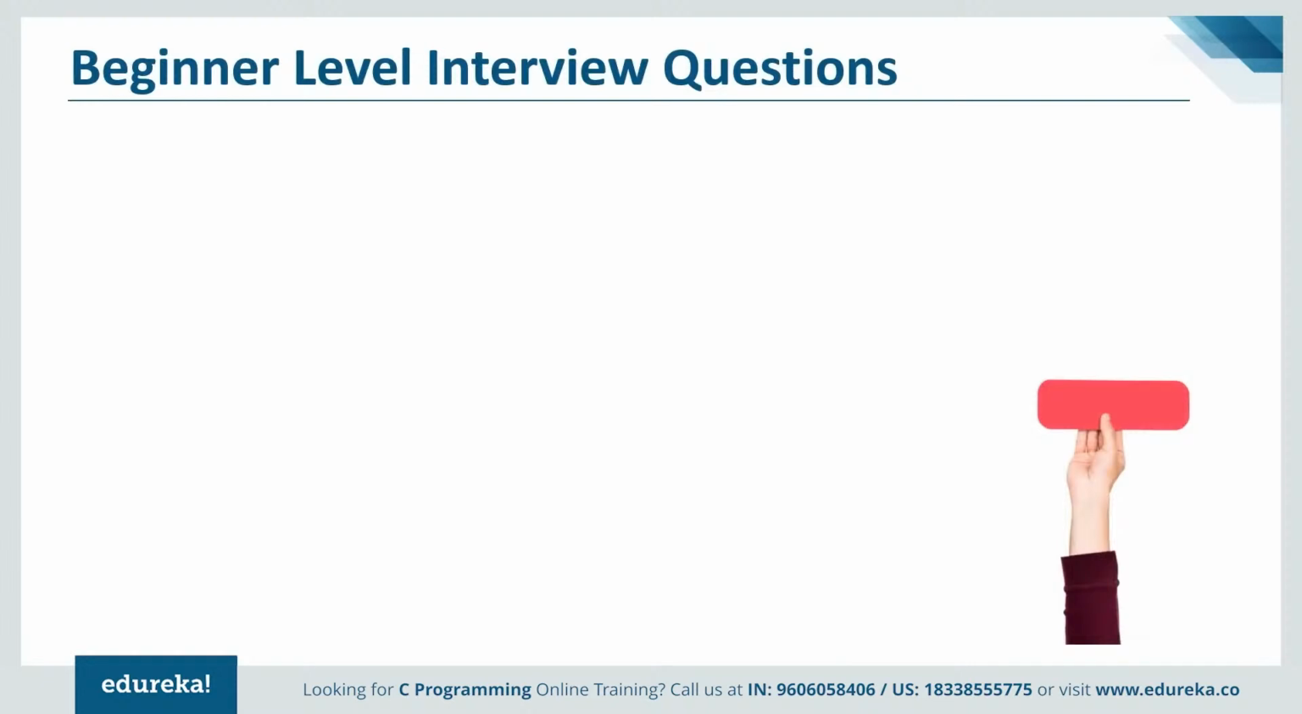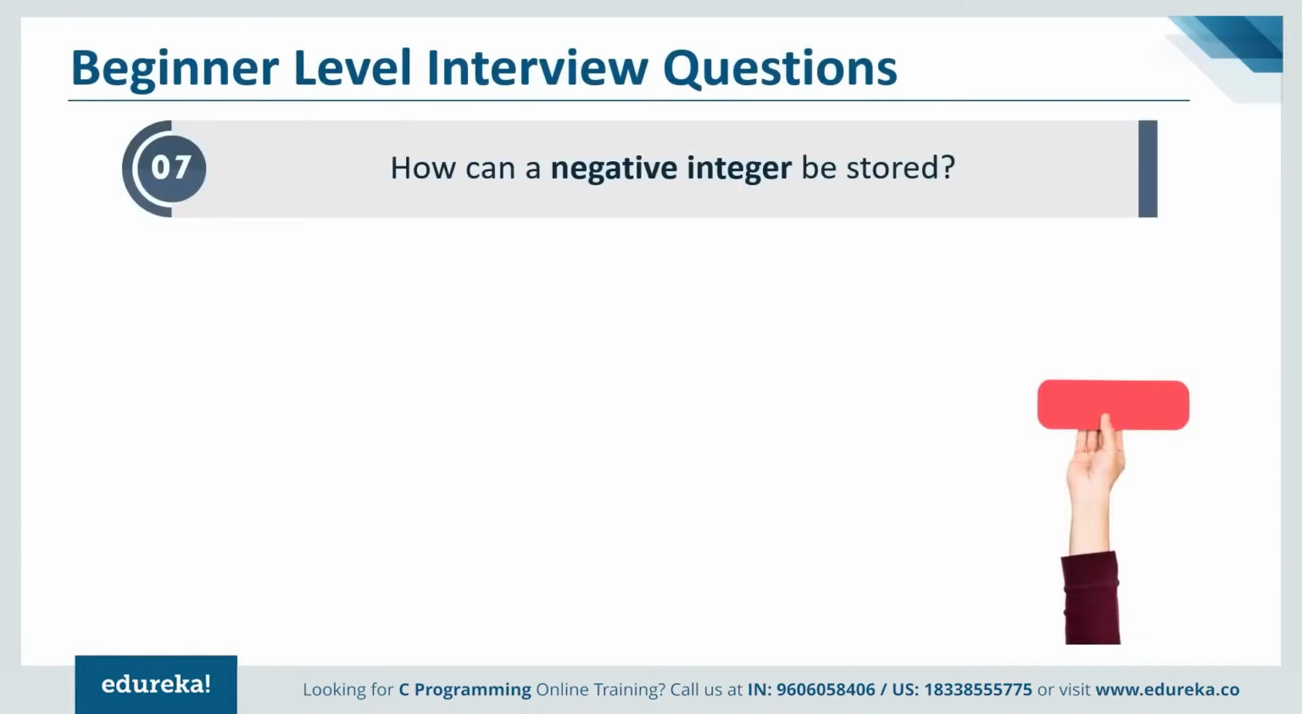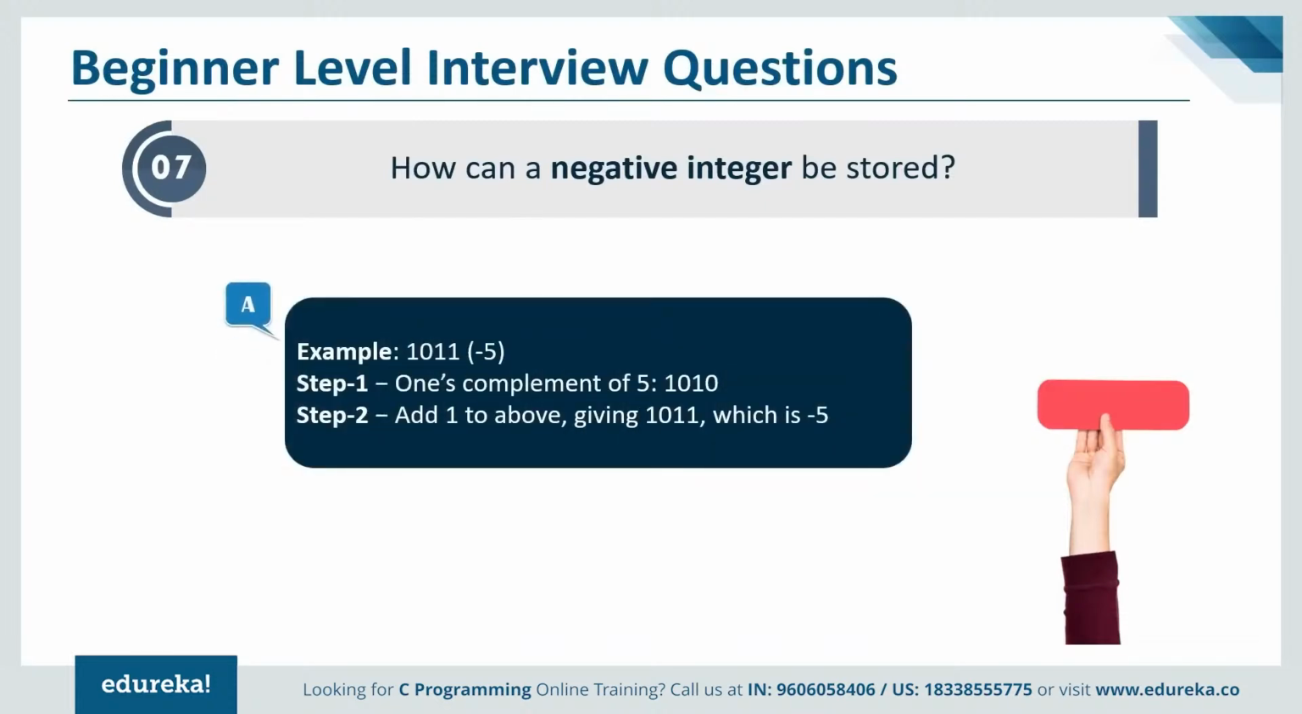The next question is, how can a negative integer be stored? To store a negative integer, we need to follow the complement method. Here, we are trying to store the negative integer, which is minus 5. The first thing you need to do is find the complement of 5, which happens to be 1010. Followed by that, the next step is to add 1 to the complement, which will result in 1011, which is none other than minus 5.